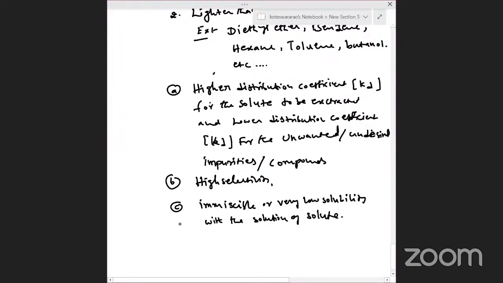Okay, this is the third factor. Next, the fourth one: low toxicity, low toxic in nature. That means we are working with a bulk amount of solvent when we are doing the extraction. Therefore, it should be low toxicity, that is, less poisonous in nature and less danger to human health.